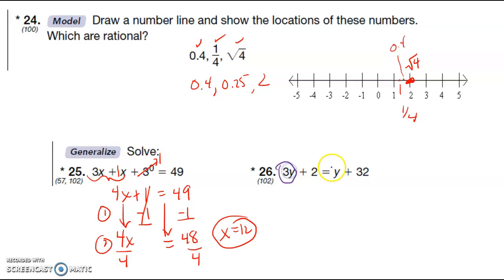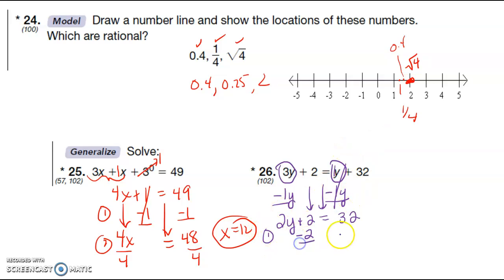Okay, let's combine like terms. So I take the smaller and I bring it over to the larger. So minus 1y minus 1y. We get 2y plus 2 equals 32, because this goes away. And then I'm going to do my 2 steps. So let's subtract 2, 2y equals 30, and then divide.